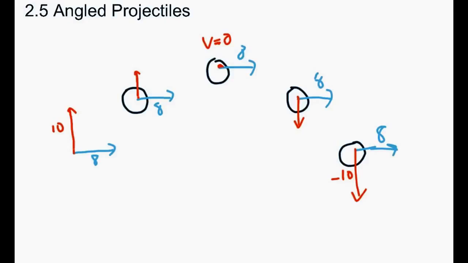That's the biggest difference between these kinds of projectiles and the other, but you just have to remember that you deal with your horizontal and your vertical stuff separately. Keep them separate so that you don't mix them up. So let's do an example with this kind of question. Let's suppose we kick a soccer ball at an angle of 40 degrees at a velocity of 20 meters per second.